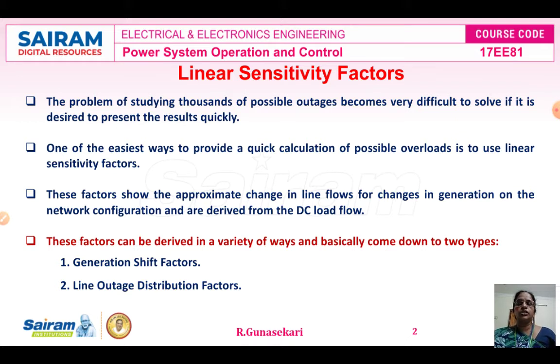These factors show the approximate change in the line flows for changes in the generation on the network configuration, and they can be derived from the DC load flow. The linear sensitivity factors can be divided into two types. One is generation shift factors. The second one is line outage distribution factors.